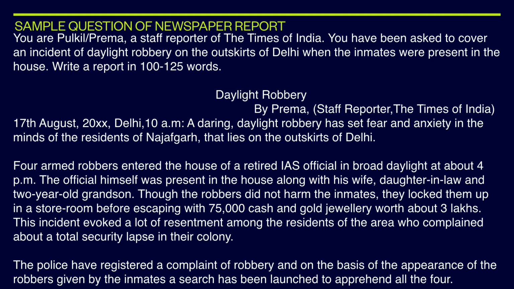So, the title is Daylight Robbery, your name, by Prema or Pulkit, whatever you're writing. Within brackets, staff reporter, comma, the Times of India. Now, the place, date and time has been mentioned, 17th August 2020, Delhi, 10 a.m. Though it's a future date, you'll have to write it in the past tense. A daring daylight robbery has set fear and anxiety in the minds of the residents of Najafgarh that lies on the outskirts of Delhi. That is your introduction part. Then the exposition and then the conclusion.